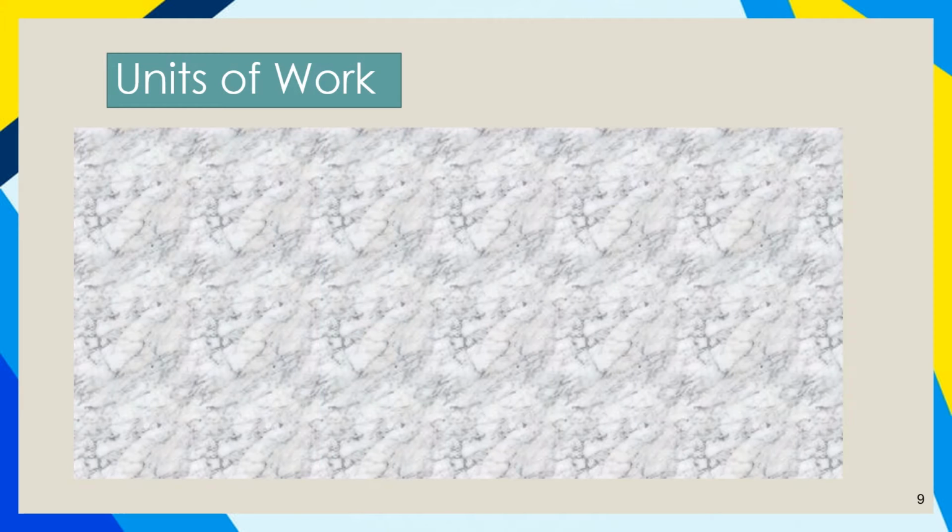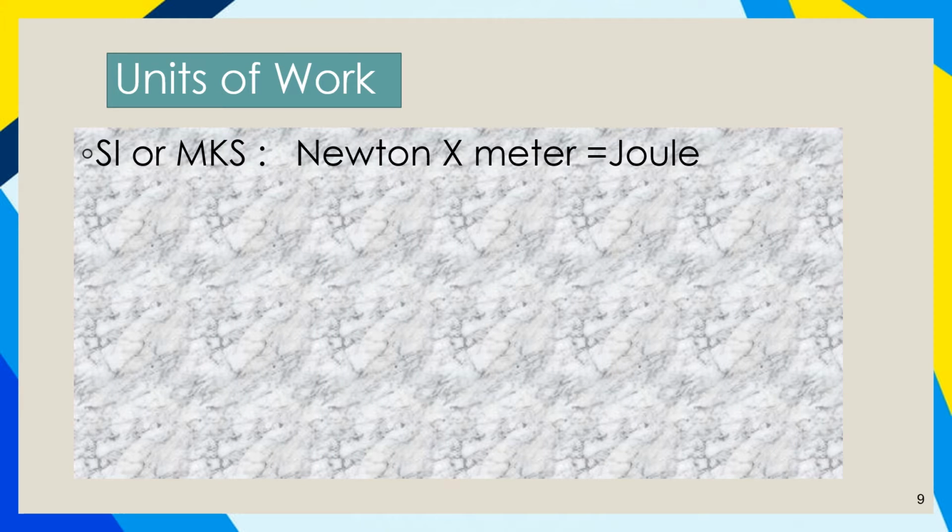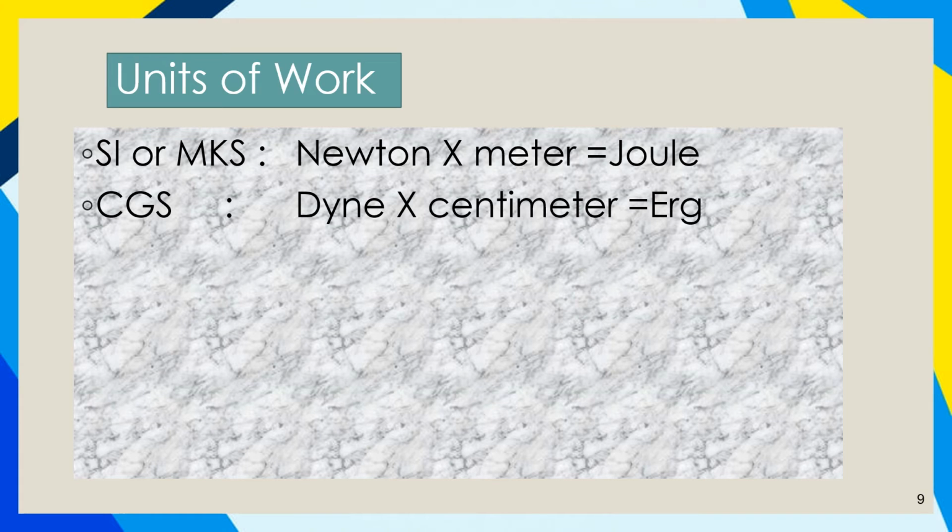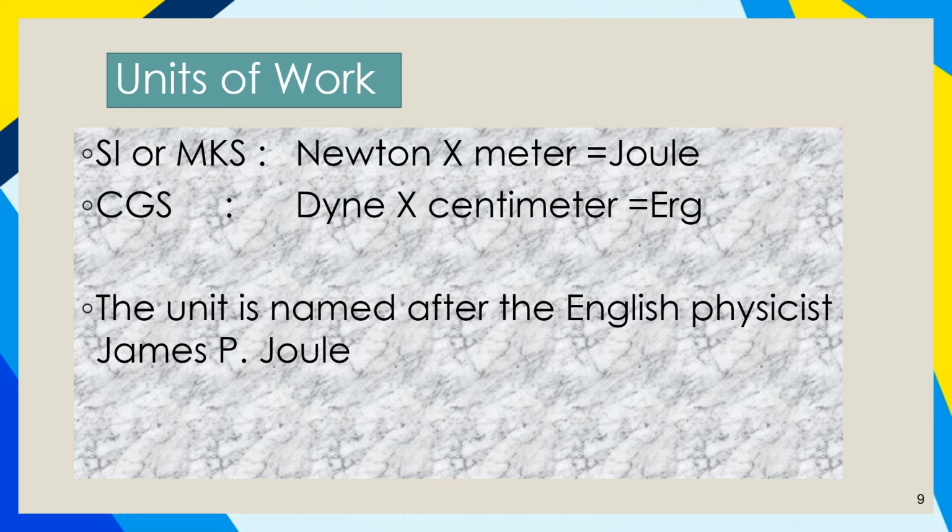Now the unit of work, let us understand about the SI units and the CGS units. The SI unit or the MKS system, the unit is Newton into meter, which is equal to joule, and CGS is erg, okay? Because force will be written as dyne and meters will be written as centimeters in CGS system. So it gets written as erg in the CGS system. The unit is named after the English physicist James P. Joule.